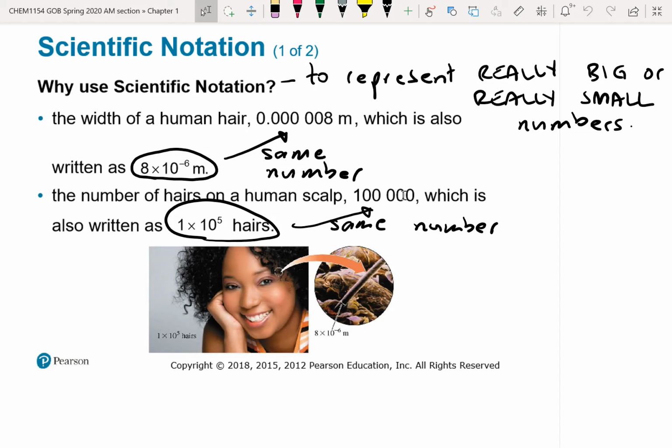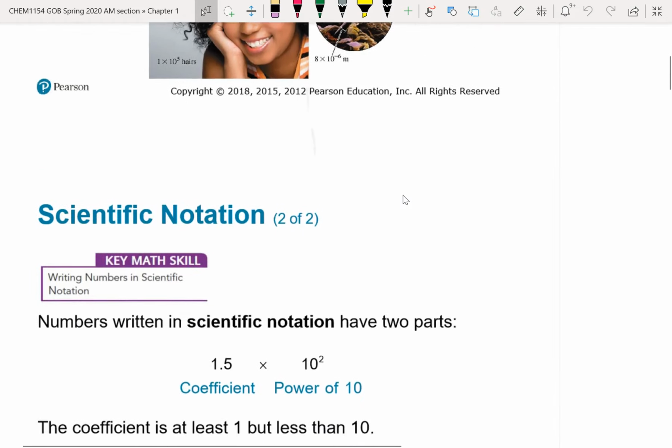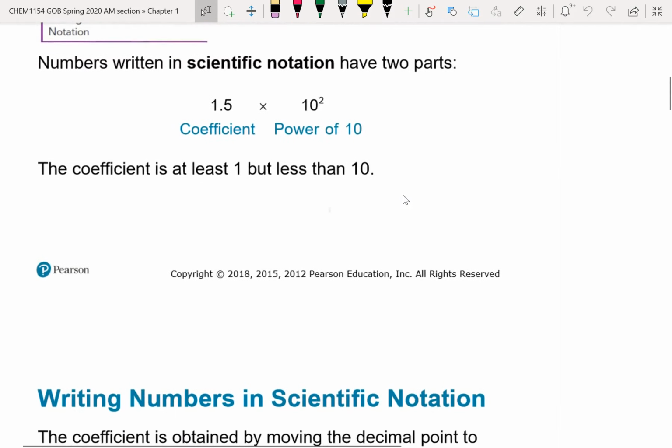And similarly, if you wanted to represent a big number like 100,000, we can represent that as 1 times 10 to the 5. Right? We haven't lost any of that information. The scientific notation is just a concise, a quick way to represent either really big or really small numbers. So you'll notice here in both of those numbers written in scientific notation, there are a couple characteristics to both of them that are common.